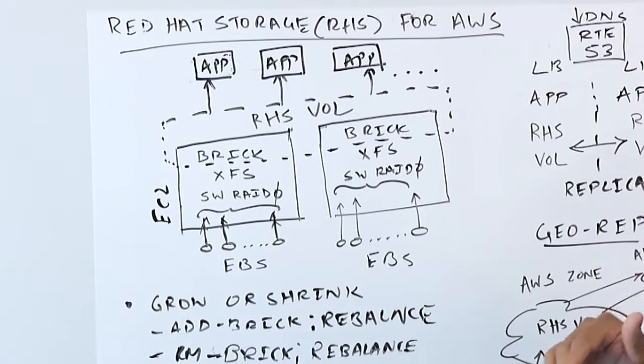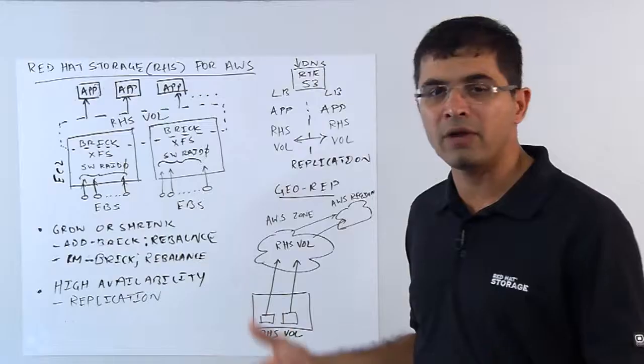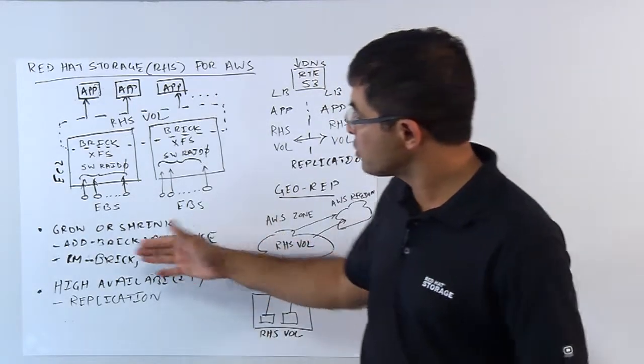What is the advantage of using Red Hat storage in this fashion on Amazon? It allows you to grow or shrink your storage on demand. After all, Amazon is all about on-demand compute and storage. So how do you do that?